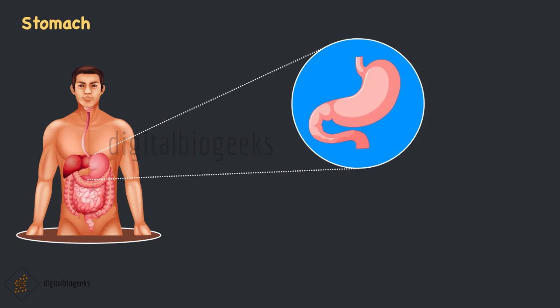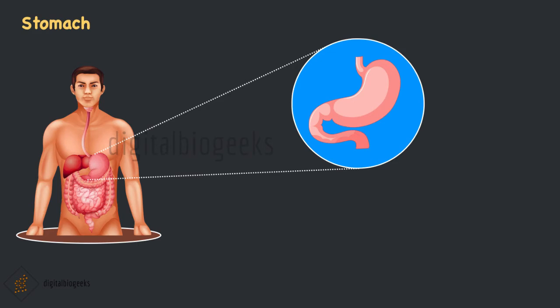Stomach is a J-shaped organ. It is the widest part of the digestive tract. The food pipe enters into the stomach. Here you can see this is the food pipe or esophagus. It enters into the stomach. In addition to holding the food, it acts as a mixer and grinder of food.